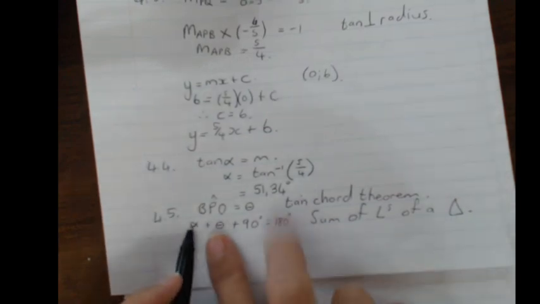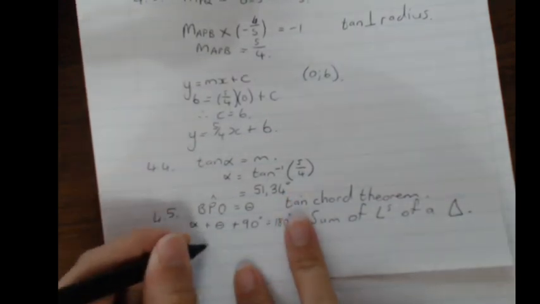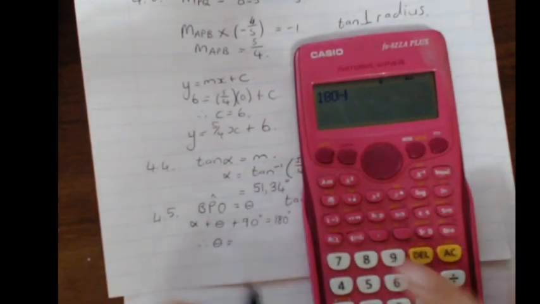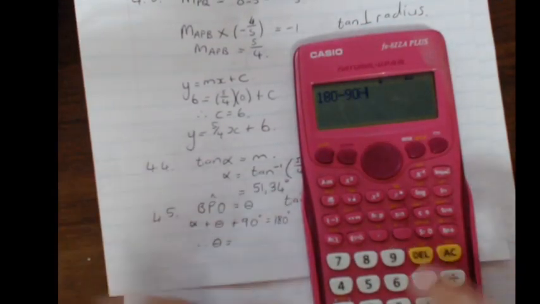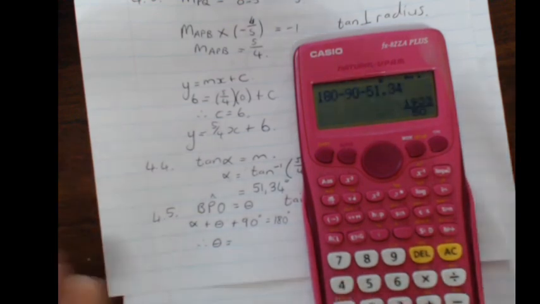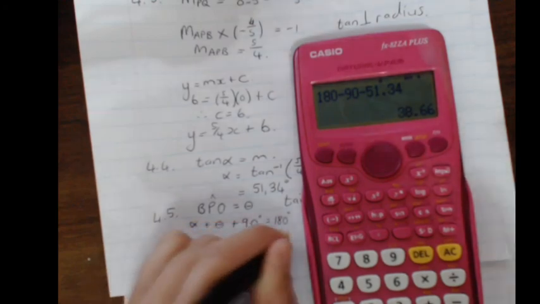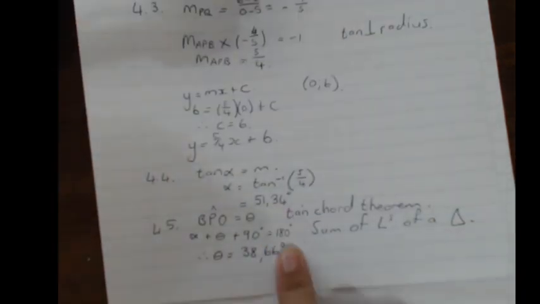And I know now alpha is 51.34, so that makes theta equal to 180 minus 90 minus the alpha 51.34, and that gives me theta is 38.66 degrees. And this is actually 4 marks, 4 marks for this little work. That's great. Okay, and then the last question here before we end this video, question 4.6.